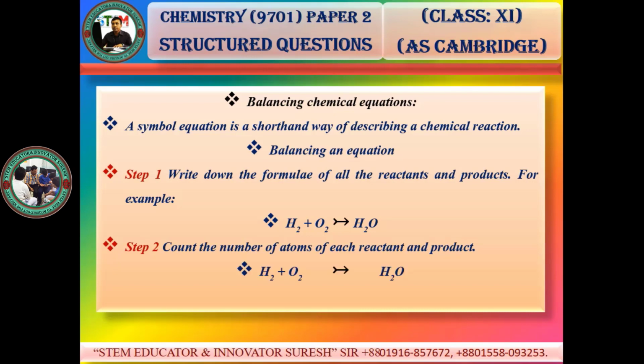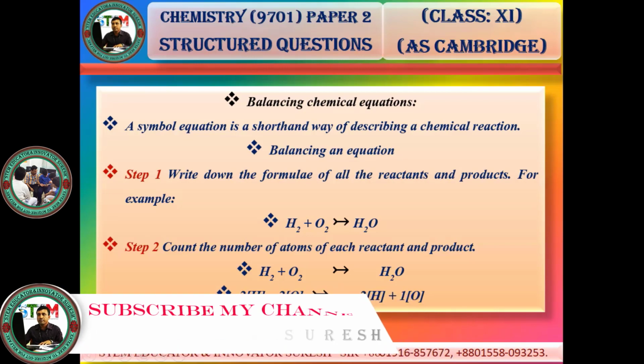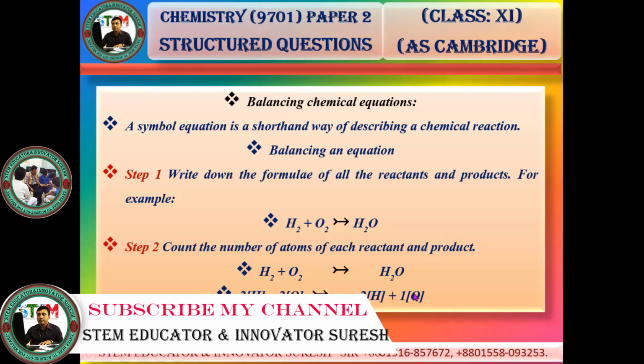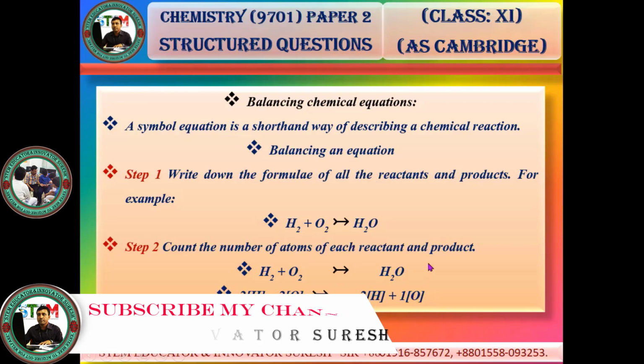For example, H2 plus O2 makes H2O as product, and if we count the number of atoms present here, 2 atoms of hydrogen react with 2 atoms of oxygen. After the reaction, as a product, we get 2 atoms of hydrogen but 1 atom of oxygen. Look at the balancing required here. Oxygen atoms are not equal. There are 2 atoms and there is 1 atom. So we have to balance here.